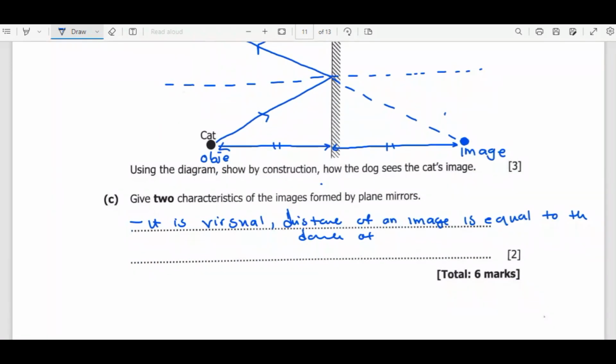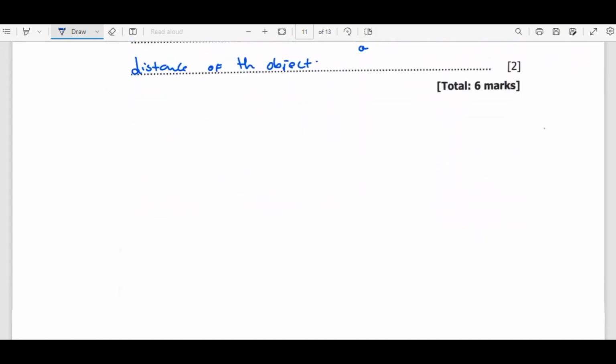I didn't see that I have enough space here. So it's equal to the distance of the object. Then we can also look at the size. So the size of an object must also be equal to the size of an image. So those are some of the characteristics that we can give here.